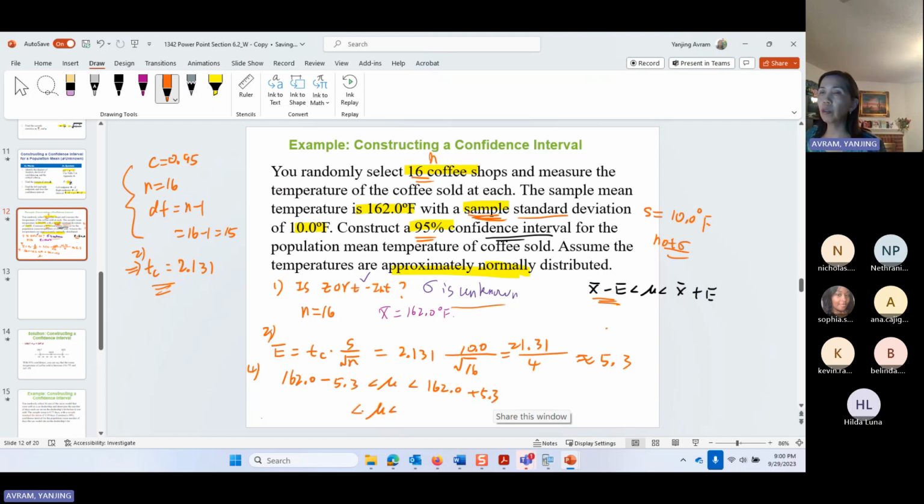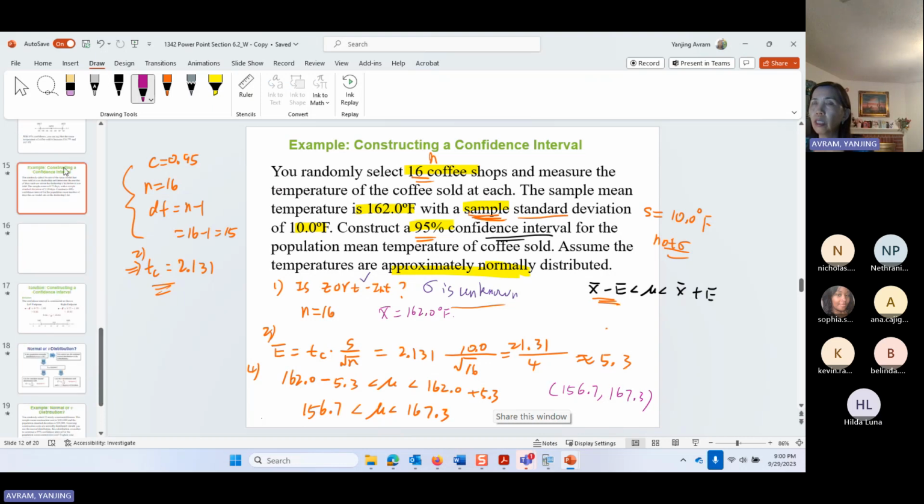All right, so mu will be greater than, I'm going to use the calculator. So this is 156.7, this will be 167.3. If I write down my interval notation, this is my interval notation. Okay, so that is how we calculate the interval for the sample, using the t interval.